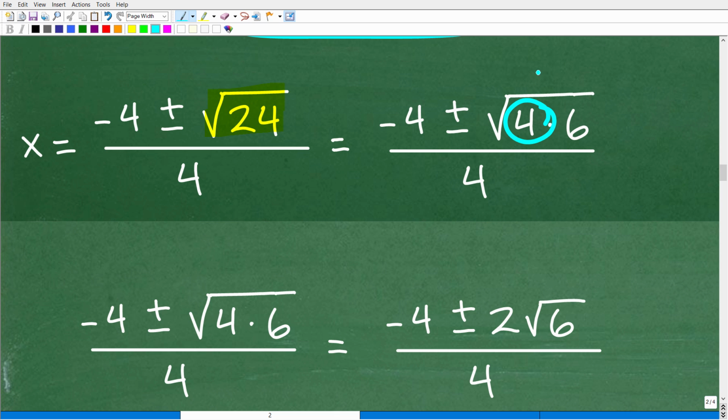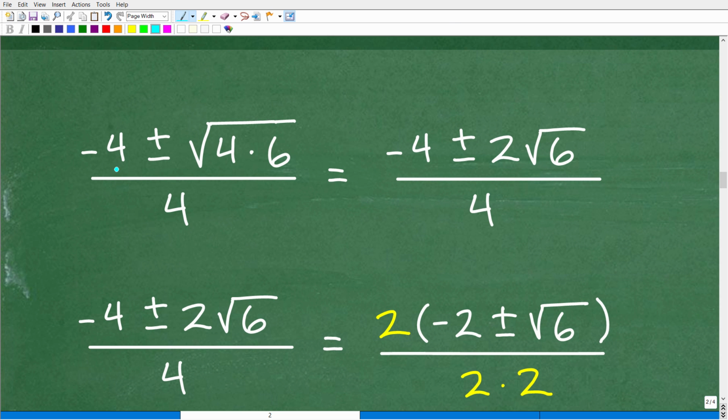What we're talking about here is simplifying radical expressions, all right? So that's what you would want to look up if you're like, I don't understand what you're doing with the square root of 24. Okay, so we have the square root of 24, that's equal to the square root of 4 times 6. So why is that important?